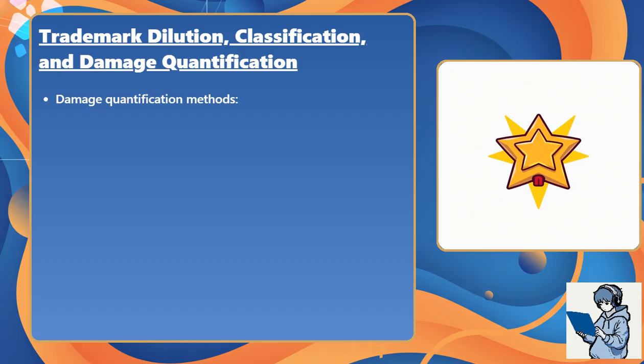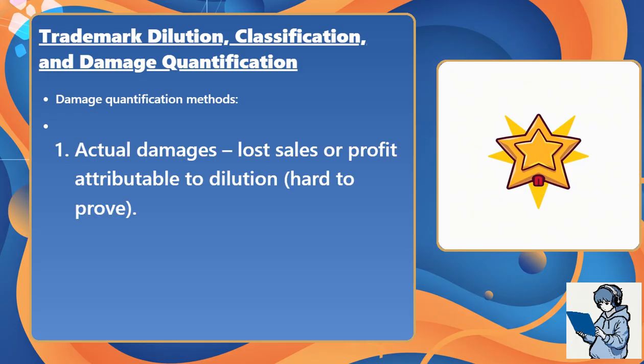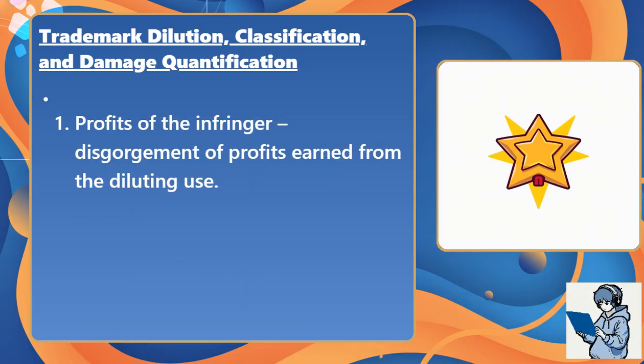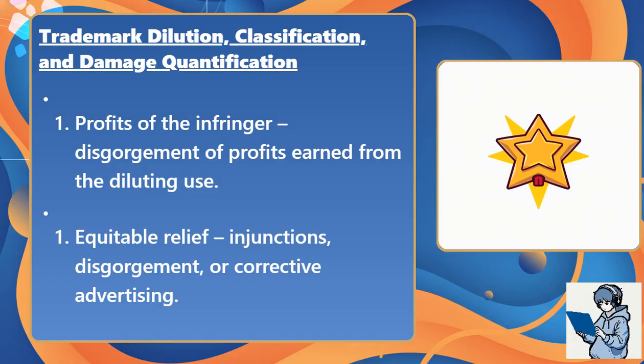Damage quantification methods. Actual damages are lost sales or profit attributable to dilution, hard to prove. Statutory damages up to $250,000 per infringement for famous marks, United States. Profits of the infringer are disgorgement of profits earned from the diluting use. Equitable relief includes injunctions, disgorgement, or corrective advertising.